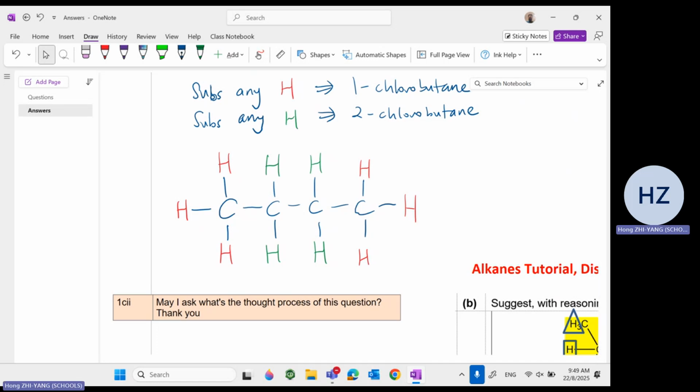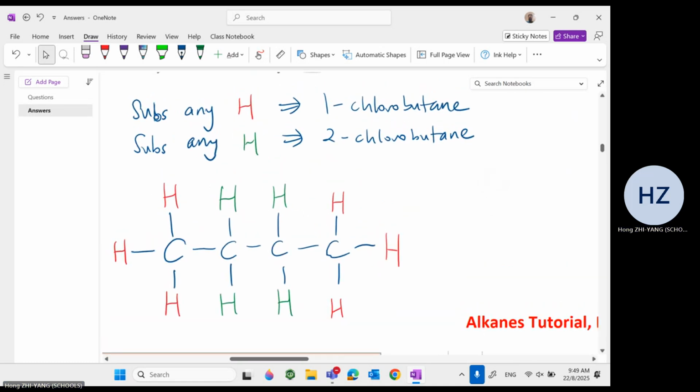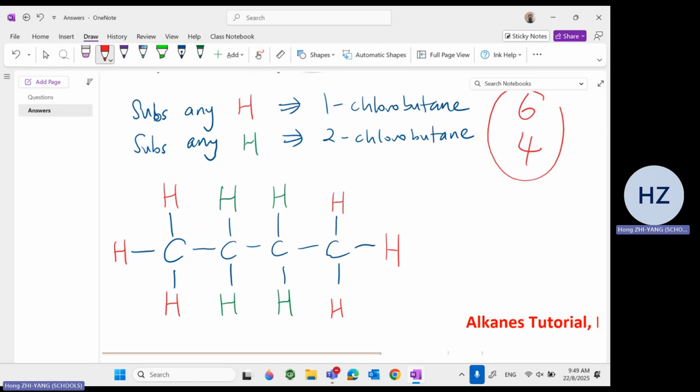If you need to draw all 6 out for yourself, please by all means go and do it right now. Don't do it during A levels. It's too late. Do it now. Take it slow, but learn from that. Any of the 6 H's in red, substitute any one, you get 1-chlorobutane. Green color, there are 4 of them. Any one of them, you get 2-chlorobutane. So how many ways to get 1-chlorobutane? 6. How many ways to get 2-chlorobutane? 4. And we just take this as the ratio. It's the number of ways to get to the product.